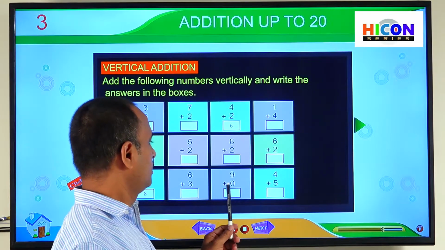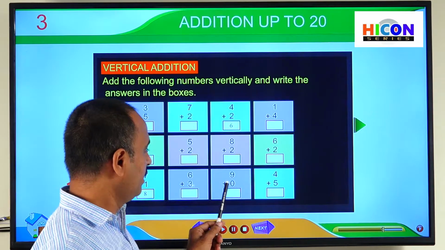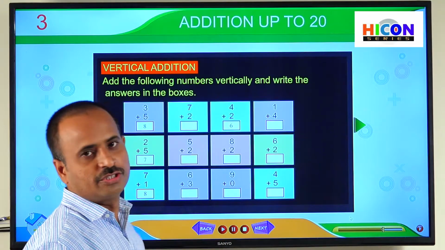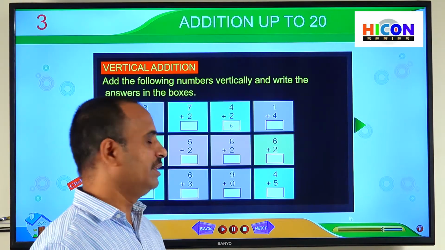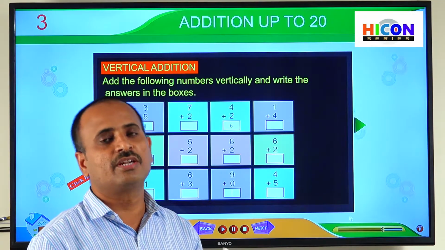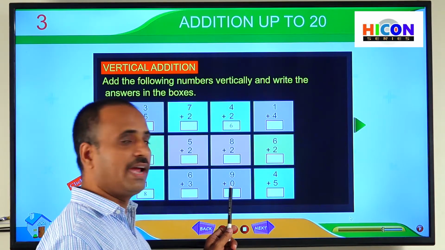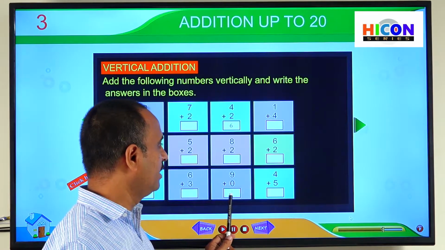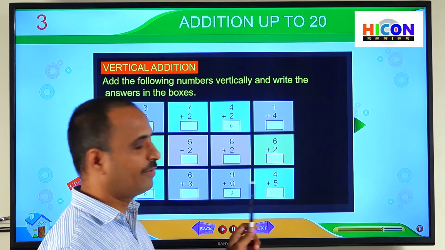Next, see this addition. Here 2 numbers are given, 9 and 0. The first number is 9 and the second number is 0. We can do this addition by using addition facts. If 0 is there in addition, we have to use the addition facts. Addition with 0 means we will get the same number. If we add 0 to any number, we will get the same number, 9. So write 9 here.